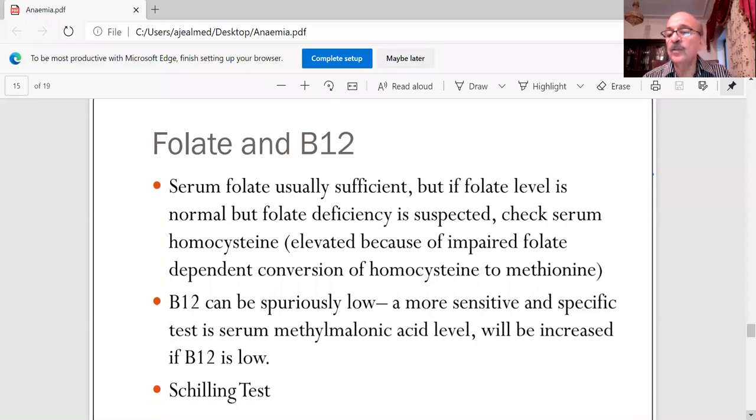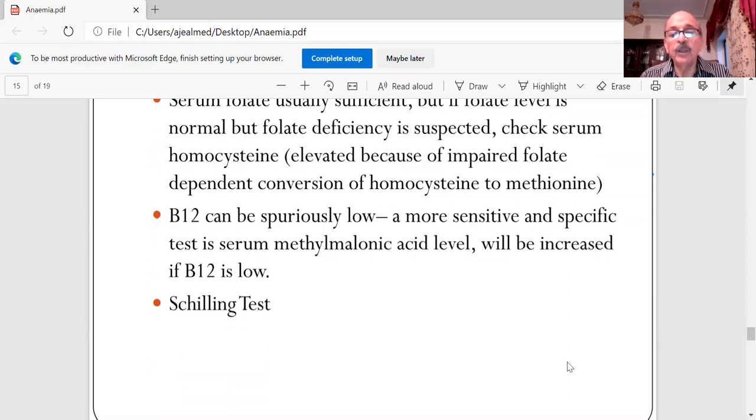Folic acid deficiency can develop as a side effect of many drugs as well. They can affect, like anti-epileptic drugs, okay? They can interfere with the metabolism of folic acid. B12 deficiency is not rare actually, and it is to be recognized.